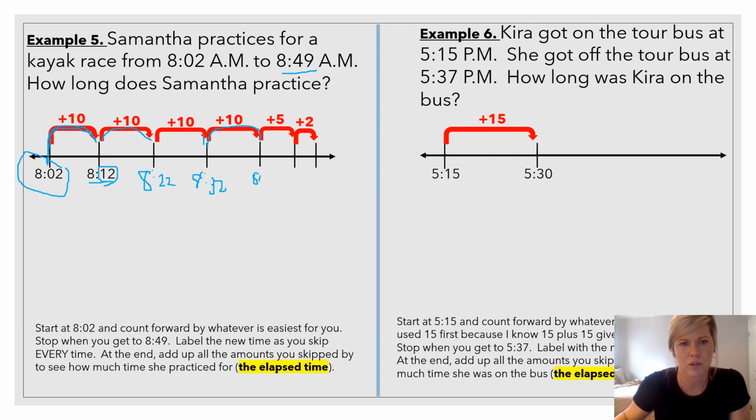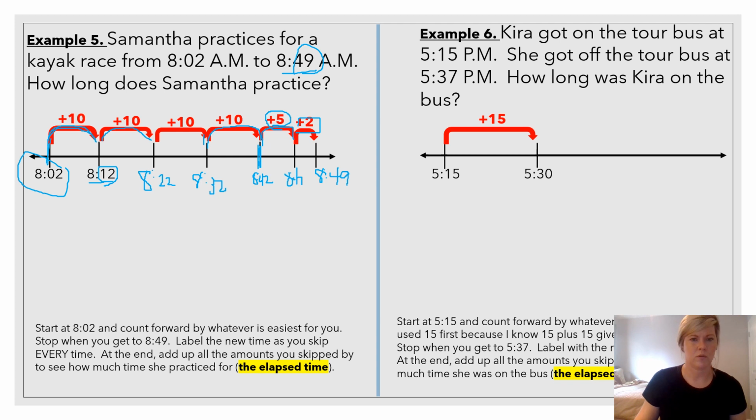Make sure that you're labeling right at these little tick marks. That's where your numbers go on a number line. Now I'm getting really close to 49. You notice the number I skipped by changed. I didn't want to skip by 10 because that would be too much. That would give me 52. I need to just stop at 49. So 42 plus 5 would be 47. 8:47 is my new time. And then I know 47 plus 2 would give me the time I need to end at, which is 8:49.